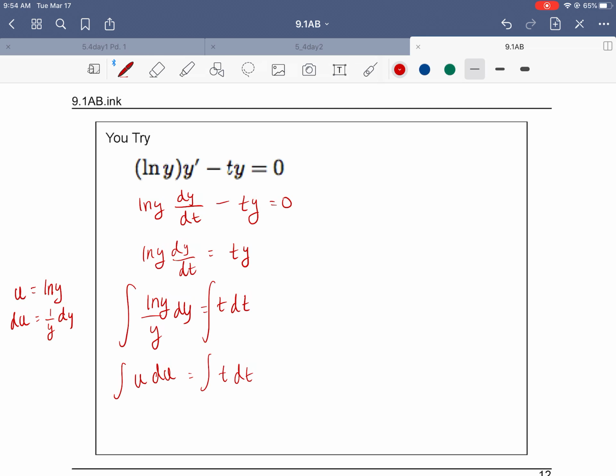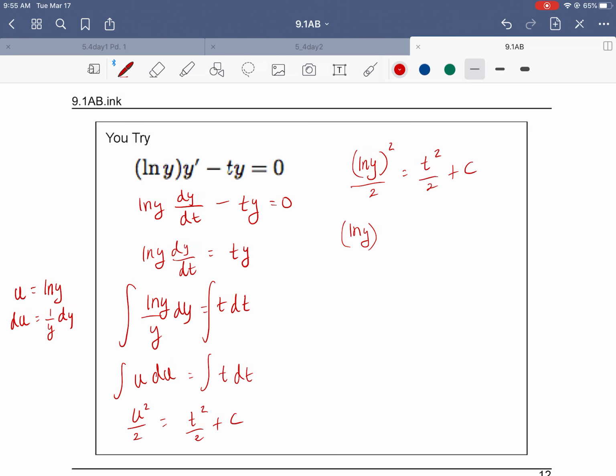So that completes everything I need in order to rewrite this u sub. So now I just have the integral of u du equals the integral of t dt. So u squared over 2 equals t squared over 2 plus c. ln y goes back in for u. And I'm going to solve for my y. You might find that you wait until the end to put the u back in. That's up to you. Okay, you don't have to substitute immediately.